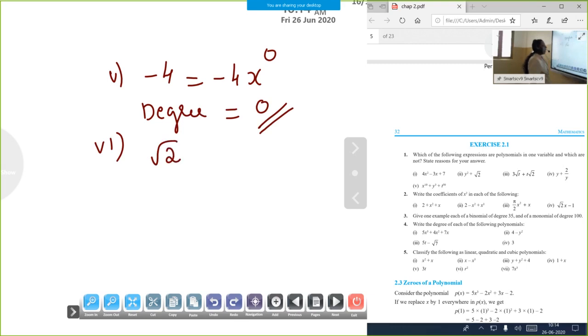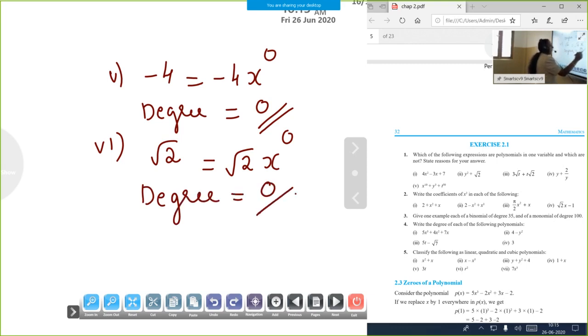Root 2. What is the degree of the polynomial root 2? Root 2 is also a polynomial because the weight is only a number, not a variable. So we can write root 2 as root 2 x raised to 0. So what is its degree? Degree equal to 0. So we know that the degree of a constant polynomial equals 0. Then next one.